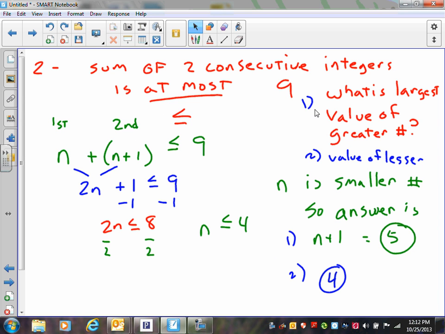So if you're answering which one's the largest value of the greater number, your answer would be 5, n plus 1. But if they wanted the largest value of the lesser number, then it would be 4, because 4 plus 5 is 9. 5 is the biggest number I can add with 4 to get 9. I mean, there are other combinations, but they wouldn't be consecutive integers.